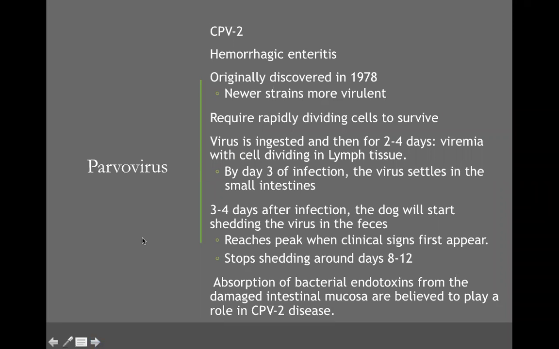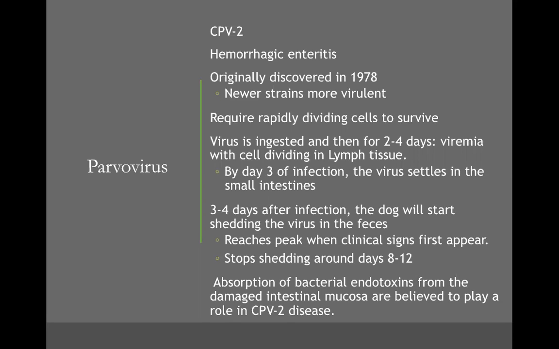Now, here's a big one to talk about, which is parvo. If I look at all the ones I just talked about, I've probably seen the most parvo cases. I'm trying to think back how many hepatitis or distemper cases have I seen. But parvo is very prevalent, and it causes a hemorrhagic gastroenteritis. The newer strains have become more virulent, but the virus is ingested. And by day 3 after ingestion, it's going to start to settle in the small intestine. And within 3 to 4 days, that animal is going to begin shedding active virus.